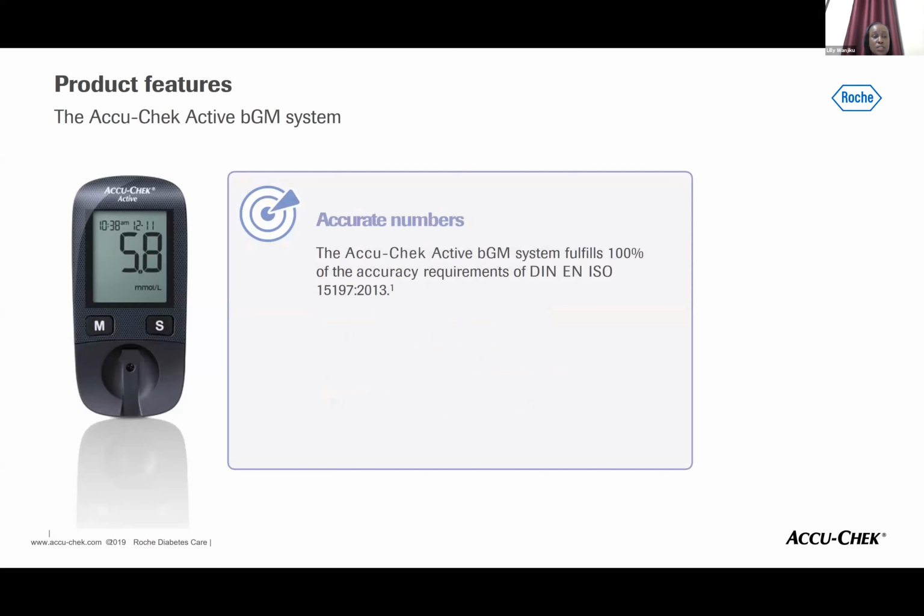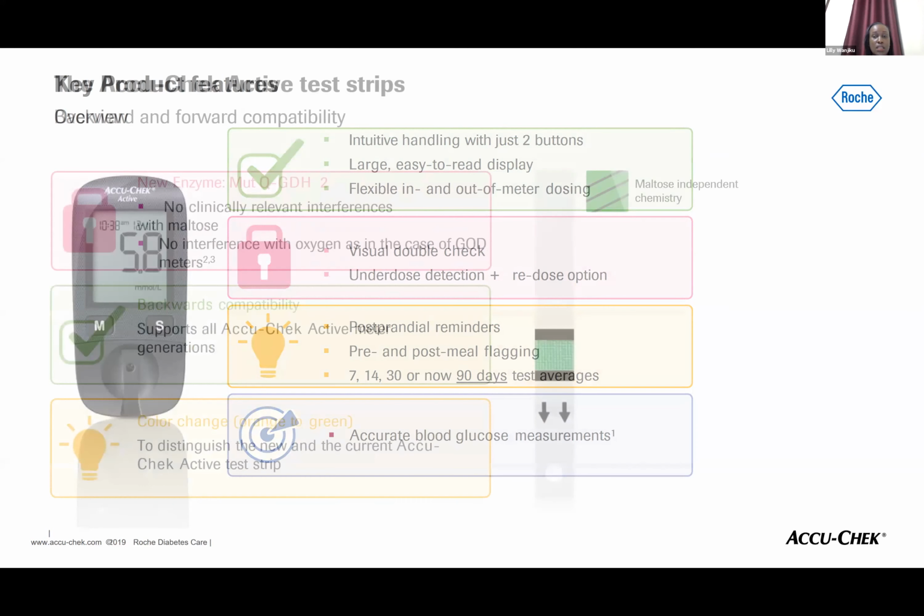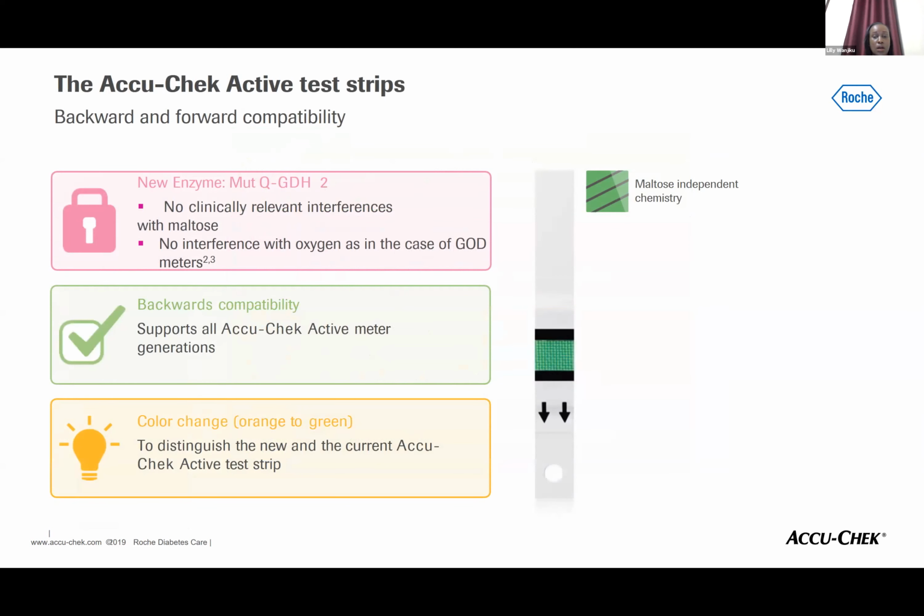Very important, all our meters have met the ISO criteria of accuracy and precision. Accu-Chek Active has met the ISO 15197:2013 requirement, and it actually got 100% in terms of the percentage. So like I've told you, that's how it looks. The strip looks like that.